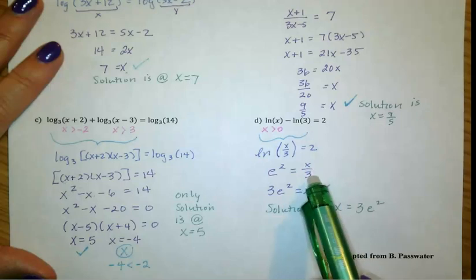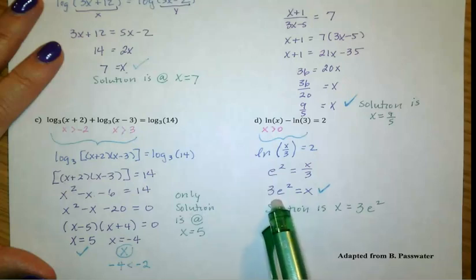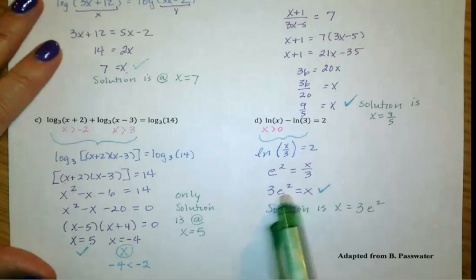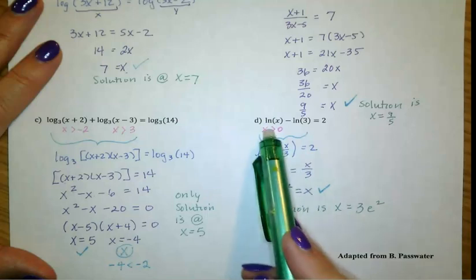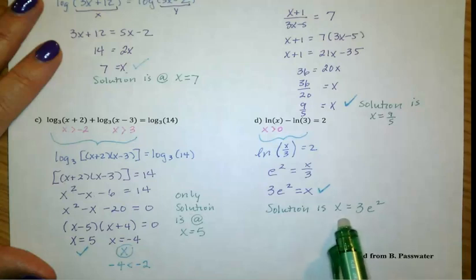So to get x by itself, I need to get rid of the 3 down here in the denominator. So I multiply both sides by 3. That makes my left-hand side 3e to the 2 equals x. This is just a constant. E squared is a little bit bigger than 7. So if I do that, 7 times 3 is definitely going to be a number bigger than 0. So then my only solution for this particular problem in D is at x equals 3e to the power of 2.